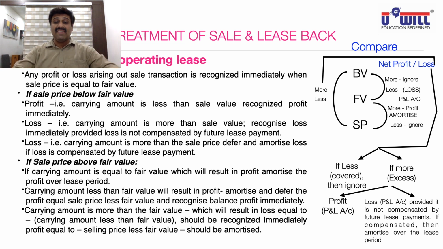Now all of you look at the left side situations again and see how it is covered in the right side diagram. First situation, any profit or loss arising out of sale transaction. First of all, profit or loss means selling price is more than the book value. Any profit or loss arising out of sale transaction is recognized immediately when selling price is equal to fair value. Now look at the right side.